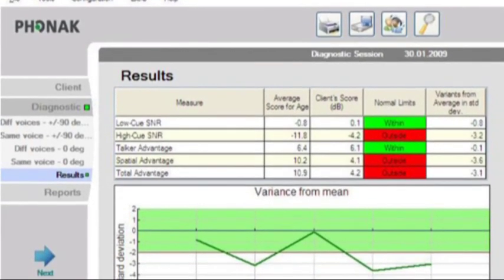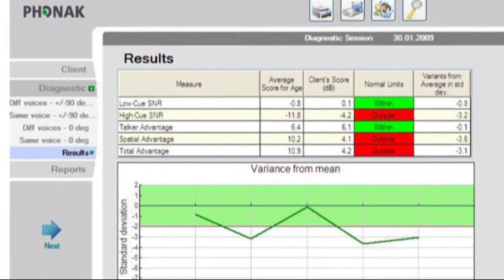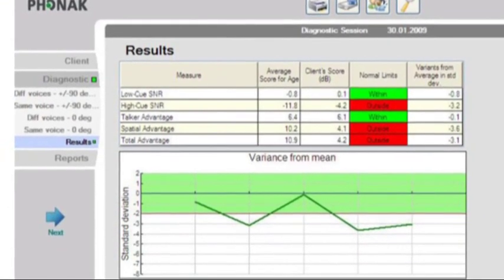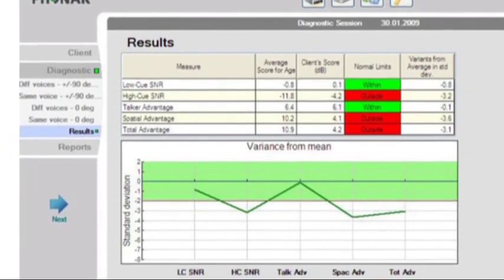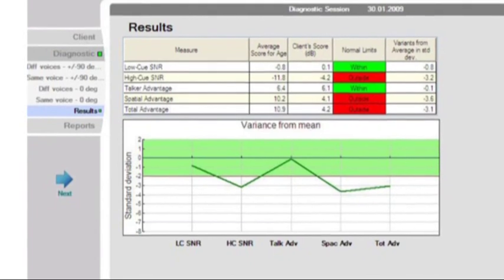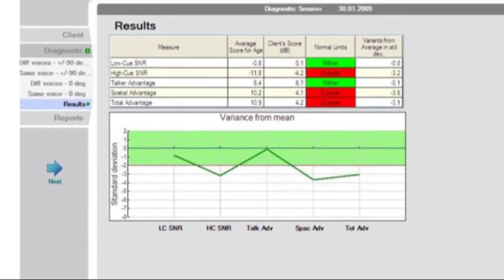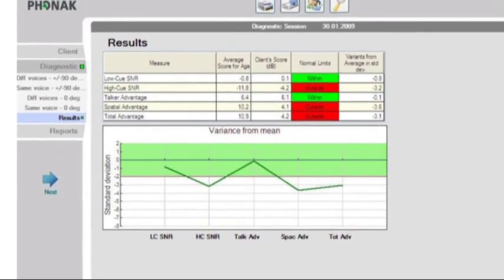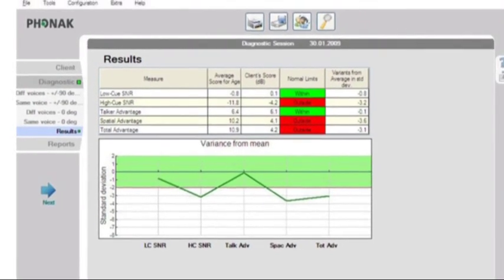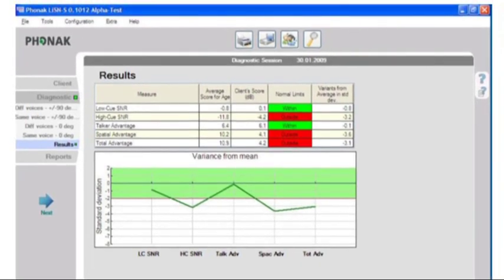LiSN-S offers high test-retest reliability. Data from test-retest reliability studies has been used to develop LiSN-S critical difference scores. These scores allow the user to determine whether a child has made a genuine improvement over time by simply retesting again with LiSN-S. Such retesting can be useful for determining, for example, whether a child's listening skills have improved after some form of intervention.